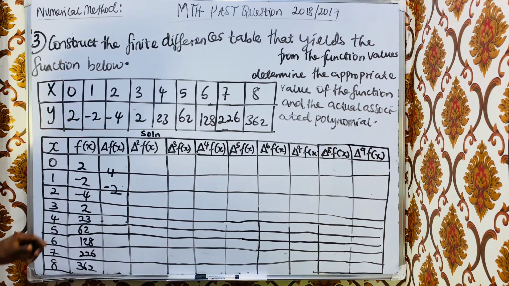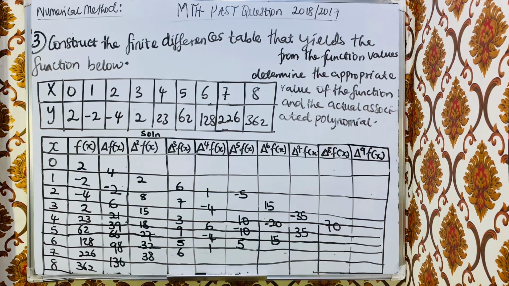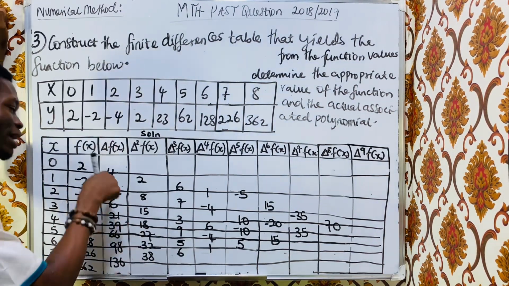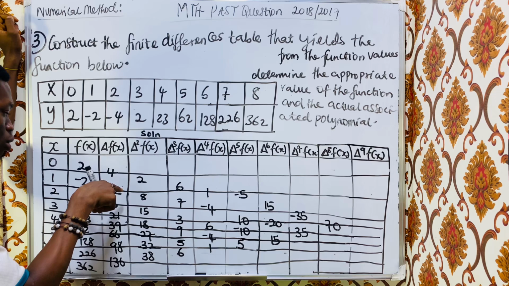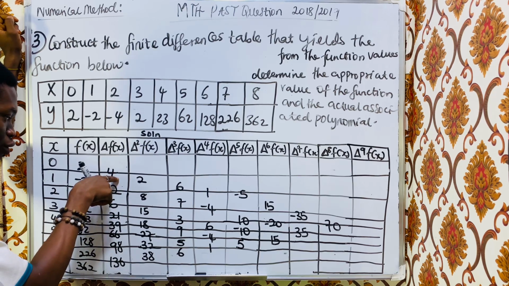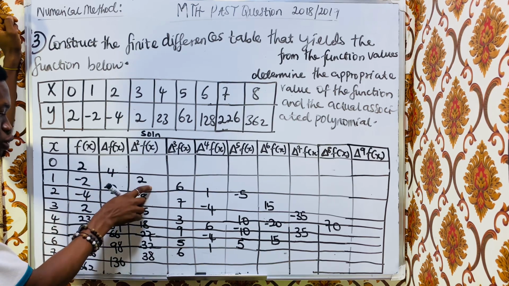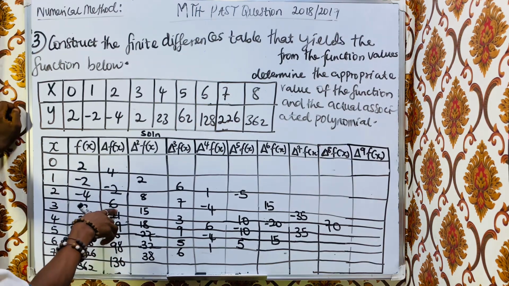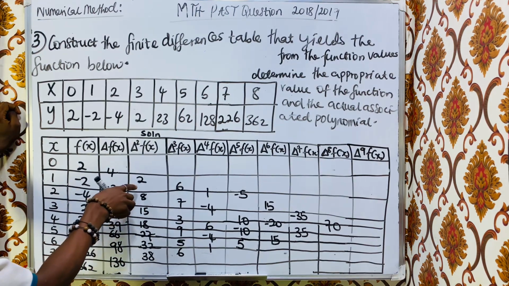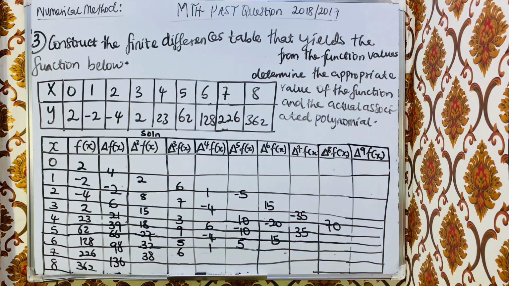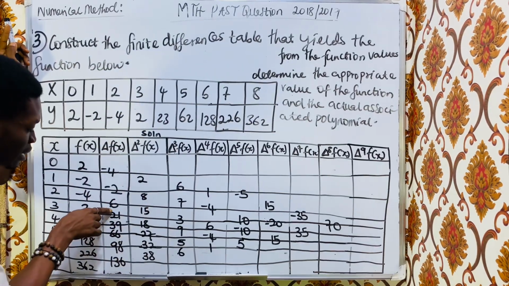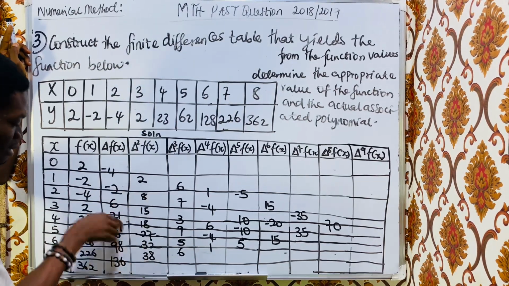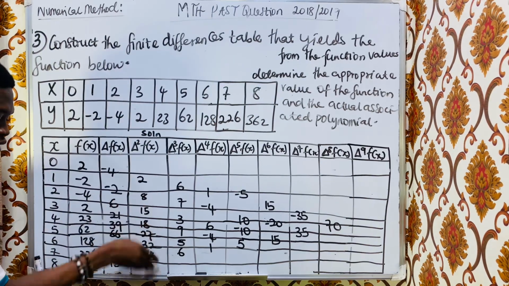So this is how we are going to do it. See how I constructed the table. This one, negative 2 minus 4 will give us negative 2 minus 4, that is negative 6... sorry, this one is negative. So negative 2, negative 4 will give us 2. Then 6 minus 2 will give us 8. This is how we continue doing it.